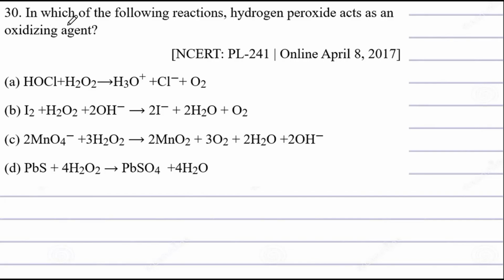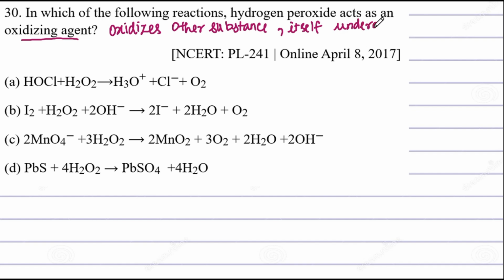The next question is, in which of the following reactions does hydrogen peroxide act as an oxidizing agent? First, what is an oxidizing agent? An oxidizing agent oxidizes other substances but itself undergoes reduction. So here hydrogen peroxide should undergo reduction and the other substance present in the reaction medium should undergo oxidation. So we are going to check whether this is happening or not.